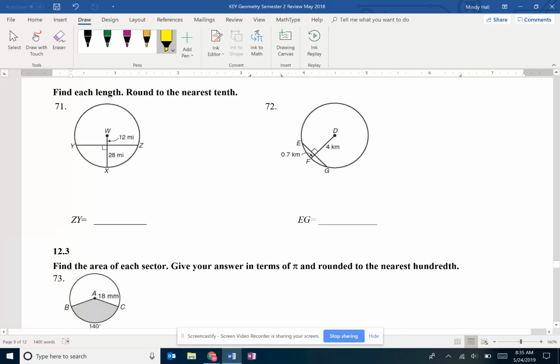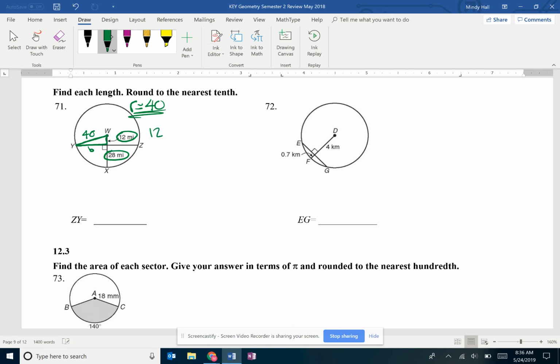There it goes. All right, so for 71 and 72, you are going to make your own little right triangle. First off, we know that the radius of this circle is 40 because it's 12 plus 28. So then what I can do is draw in a little baby right triangle right here. And the length from W to Y is 40 because it's the radius. So now I have a right triangle where I know two sides, and I need to find my third side. And I'm just going to label it as B.